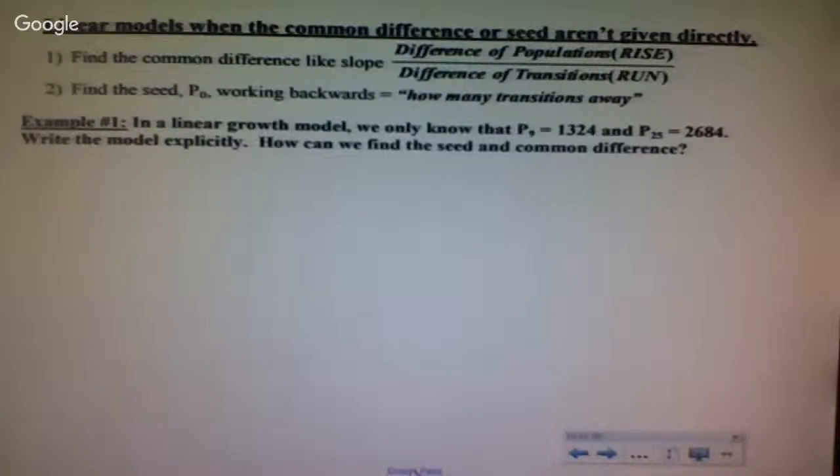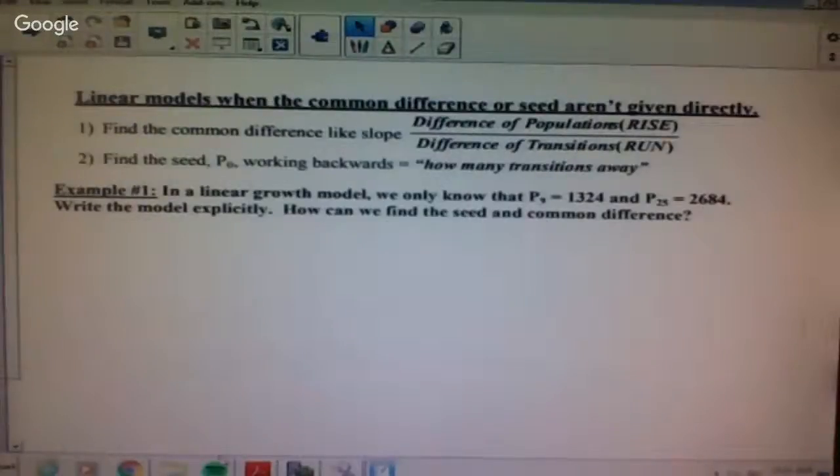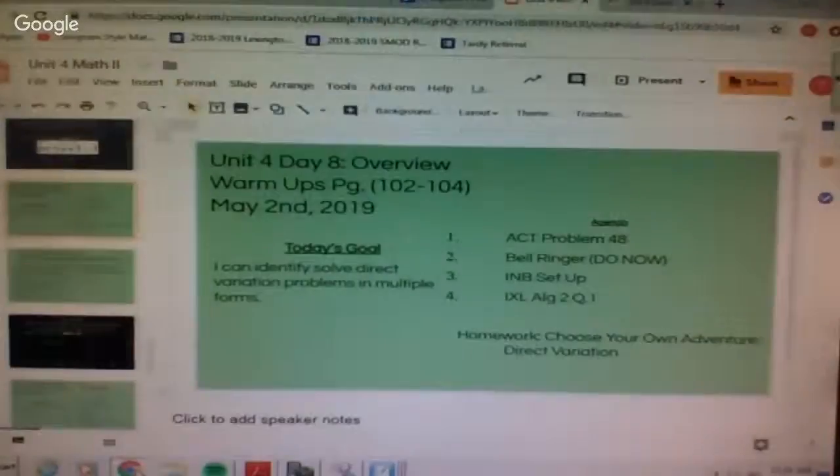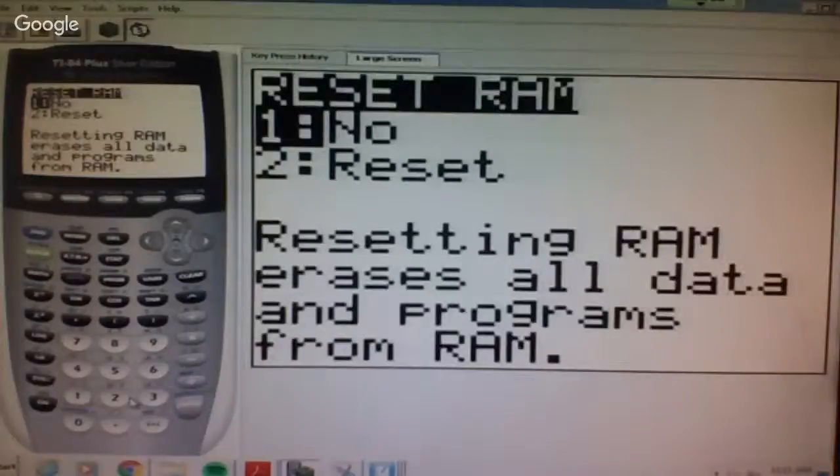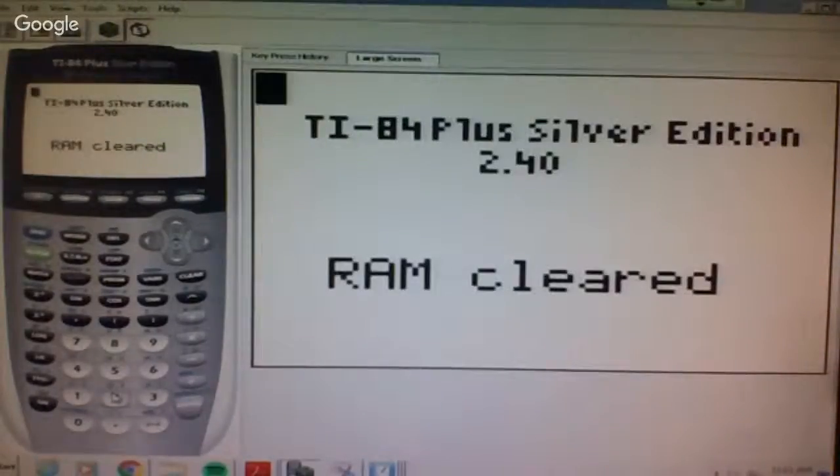Let me make sure I'm on the right example here. Oh, it's right here. Okay, so what I need you to do is get your calculator. Please make sure you are doing this with me. Clear out your calculators, please.